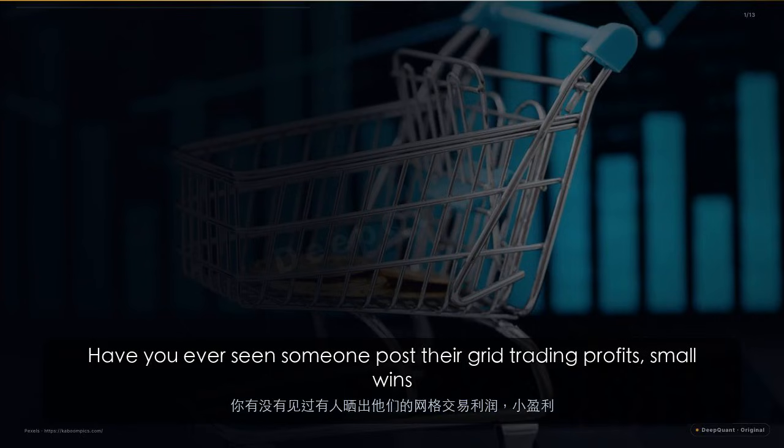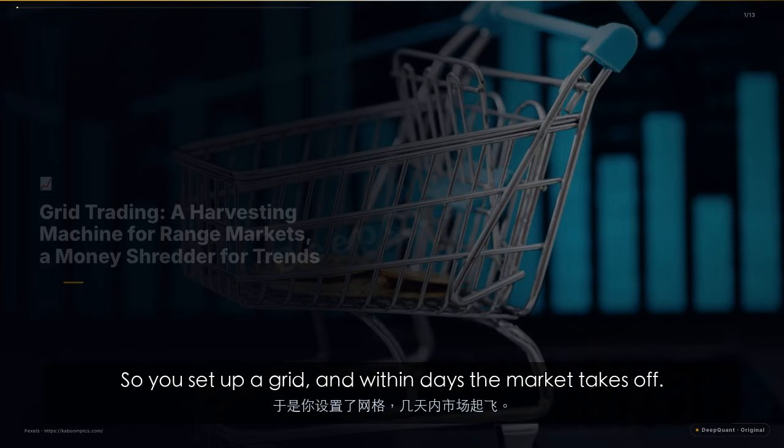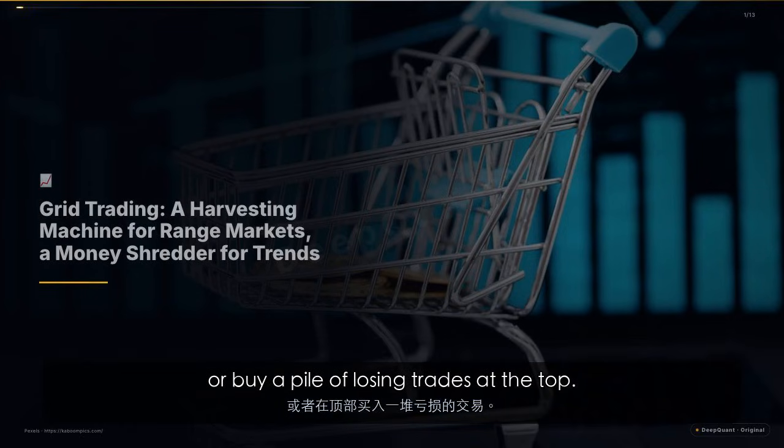Have you ever seen someone post their grid trading profits, small wins stacking up like a steady paycheck, and thought, I can do that? So you set up a grid, and within days the market takes off. Your grid not only fails to profit, but you sell your position at the bottom or buy a pile of losing trades at the top.